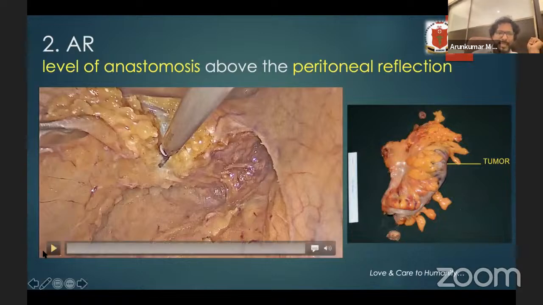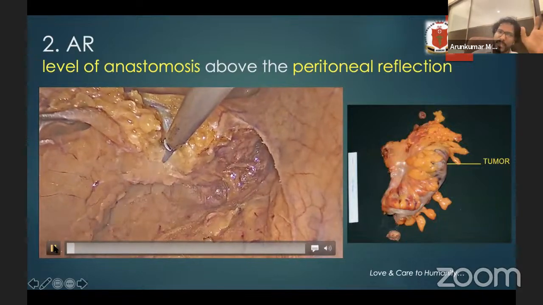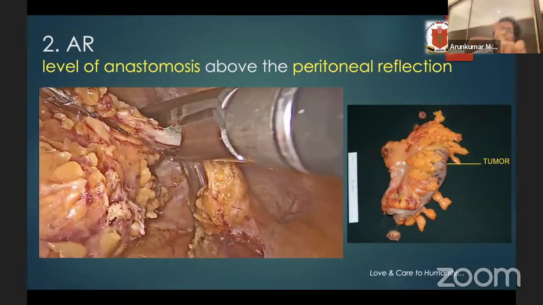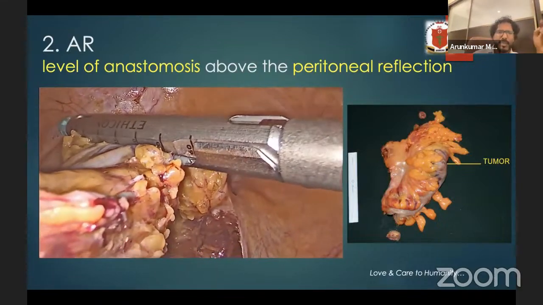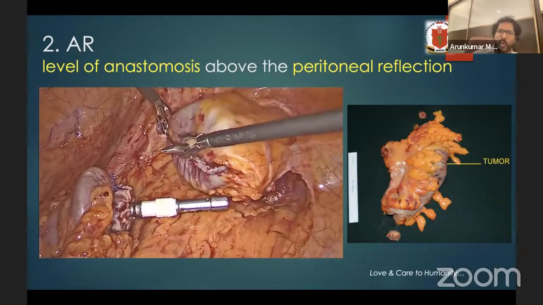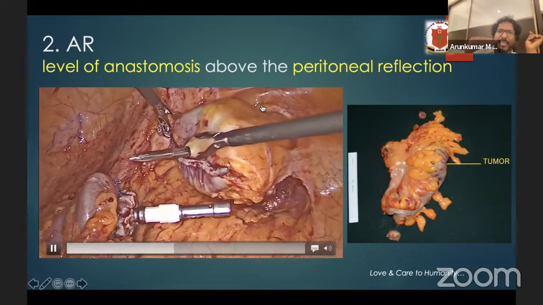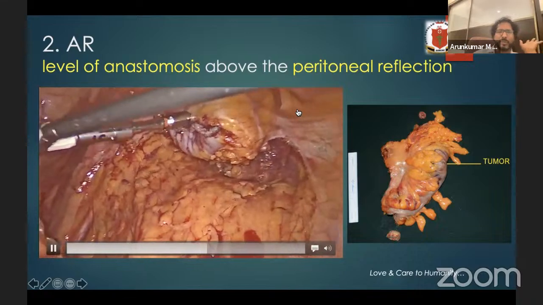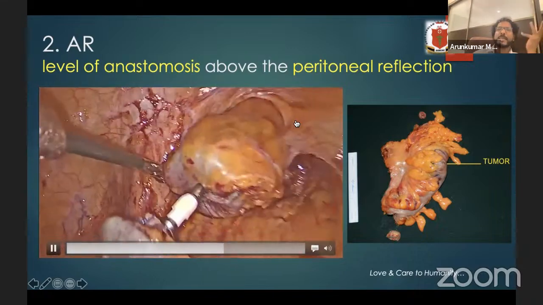So in an anterior resection, the most important thing for terminology is that our future level of anastomosis is above the peritoneal reflection. The distal stump is divided above the peritoneal reflection, and there is no need for mobilization of the anterior peritoneum at the rectovaginal or the rectovesical pouch. So that's the most important thing.